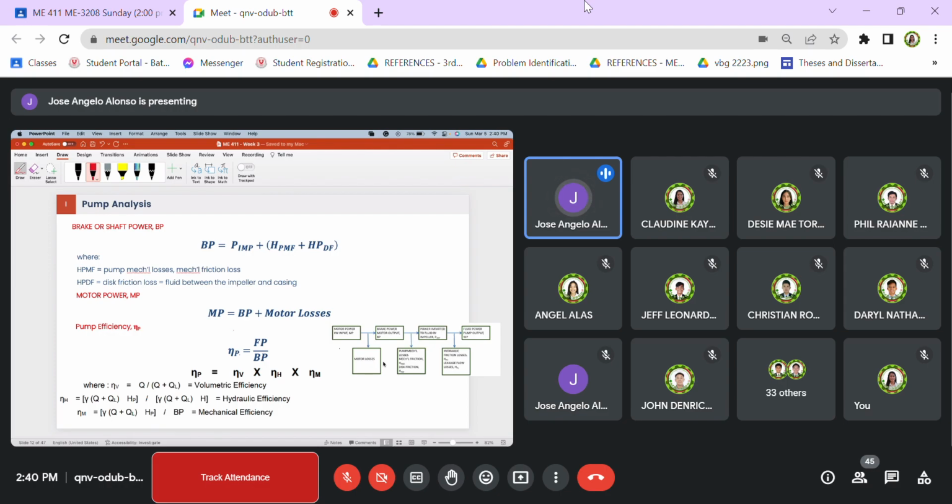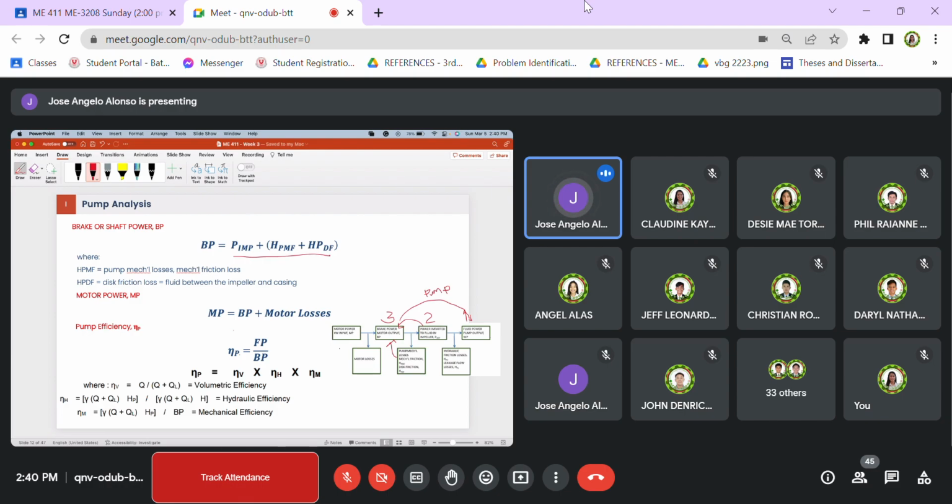Next will be what we call the brake or shaft power. So we're done with the fluid power. Let's put it at item number 1. Power imparted to fluid by the impeller. Item number 2. Then the fluid power. So everything from this side going to this side is associated with the pump. Again, the brake power or shaft power is the output ng motor and the input naman ng ating pump. So how to get the brake power? It is power imparted to fluid by the impeller plus all of the corresponding losses such as mechanical losses and disc friction losses.